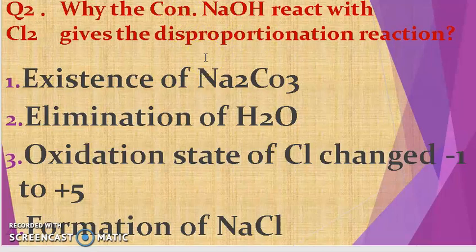That means chlorine having a +1 oxidation state and the product having a +3 oxidation state, this is called disproportionation in this reaction. This is the way we have to find out, so we check with the options. They have given 4 options: the existence of Na2CO3, the elimination of H2O, the oxidation state of Cl changed from -1 to +5, and the fourth option, formation of NaCl. From these we have to choose one option.